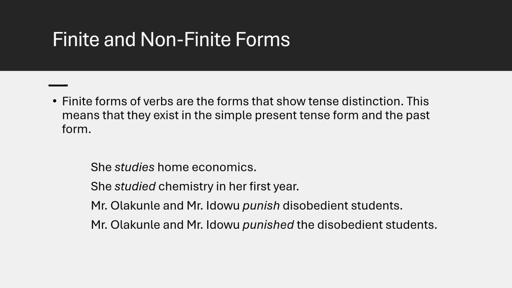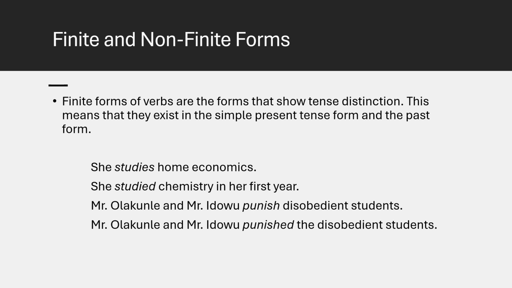Now, finite forms of verbs are the forms that show tense distinction. This means that they exist in the simple present tense form and the past form. So she studies home economics, then she studied chemistry in her first year. What differs in this particular sentence is basically the form of the verb, which is studies and studied, showing the present or habitual, and the past, what has happened before.